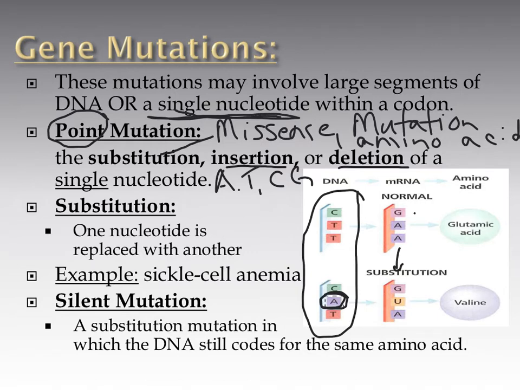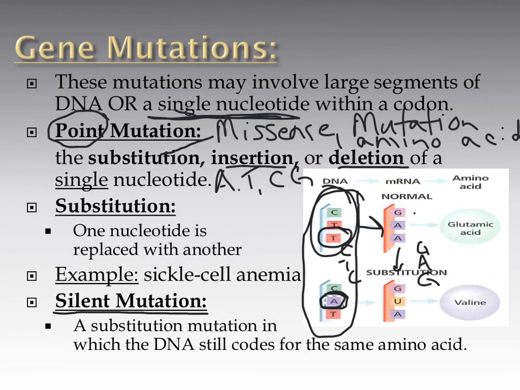A silent mutation could be a result of a substitution, but what that means is when you change out a letter, it doesn't change the actual amino acid. So let's say you're starting with this DNA sequence CTT, and your mRNA is supposed to say GAA, okay? Let's say now this T right here becomes a C. So now you have CTC, and your mRNA is going to be GAG.